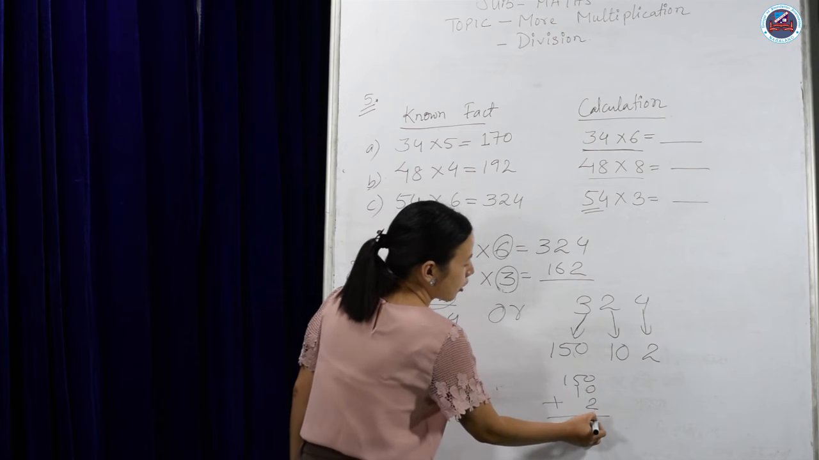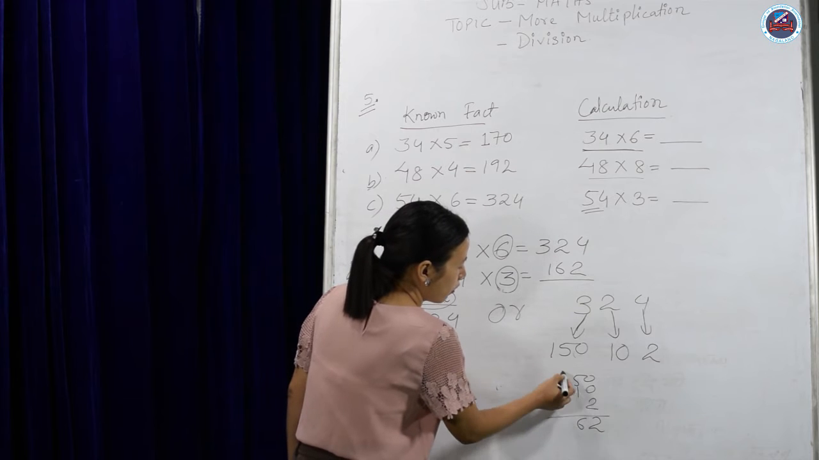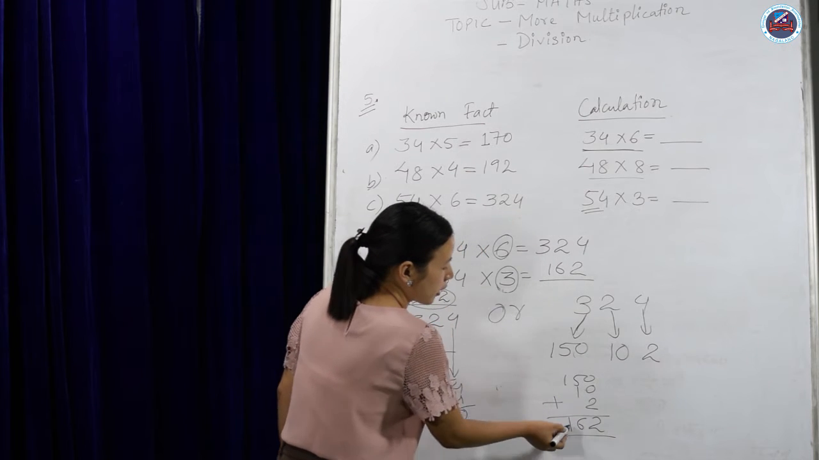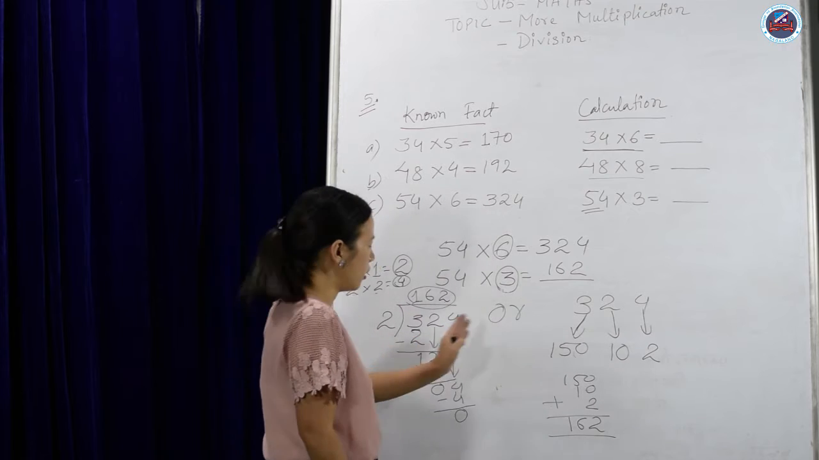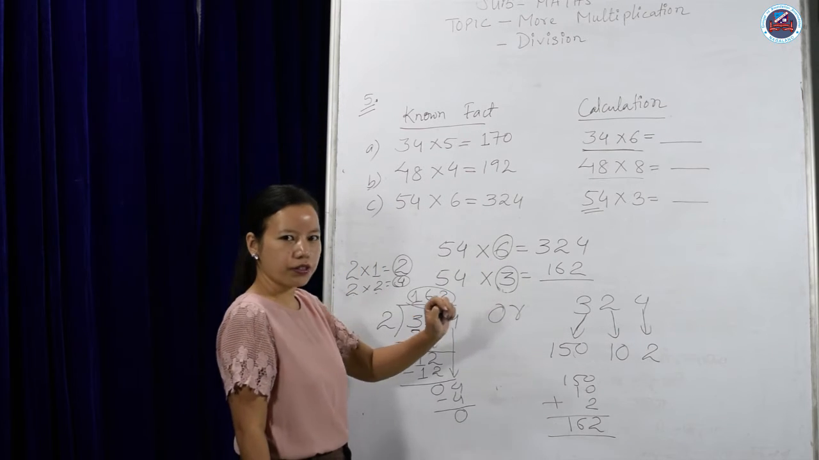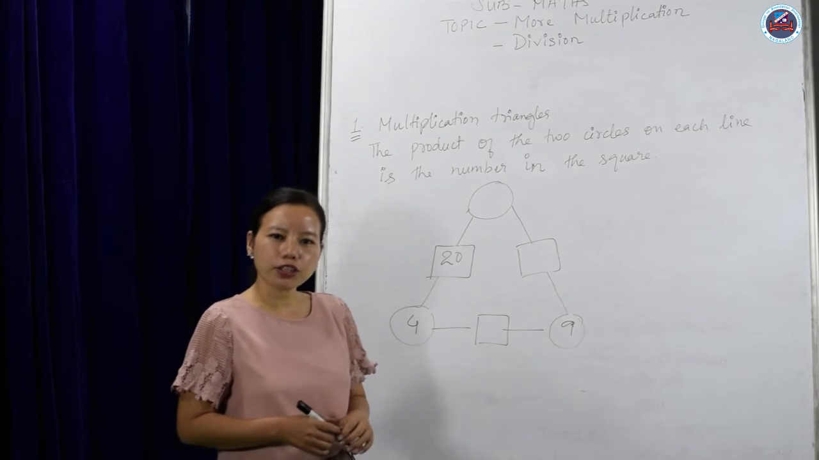So 150, 10, and 2. How much do you get? 0, 0, 2 is 2, and 5 plus 1 is 6, and then this 1 with nothing, that is 1. So we got the same answer, that is 162. So you can do either of these methods to find the answer. Alright? So let's go to the next question. Let's do one more question from your exercise.